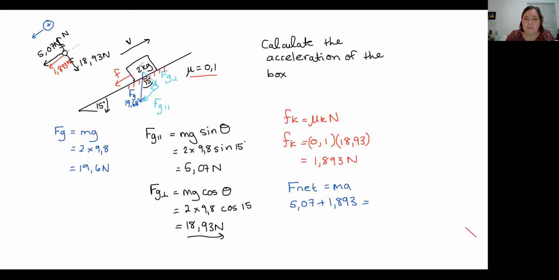My mass is back to this 2. Don't get overly confused there. And we're looking for the acceleration. So 5,07 plus 1,893 divided by 2 gives me that the acceleration is 3,4815, which just means 3,48 meters per second squared. It is positive, and the positive direction, if you remember, means down the slope. All right. I hope that that makes sense to everybody.